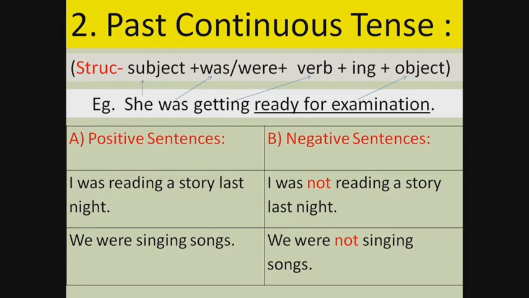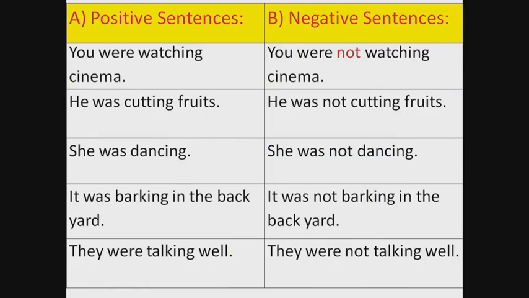We were singing songs. We were not singing songs. Some more examples. You were watching cinema. You were not watching cinema. He was cutting fruits. He was not cutting fruits. She was dancing. She was not dancing. It was barking in the backyard. It was not barking in the backyard. They were talking well. They were not talking well.